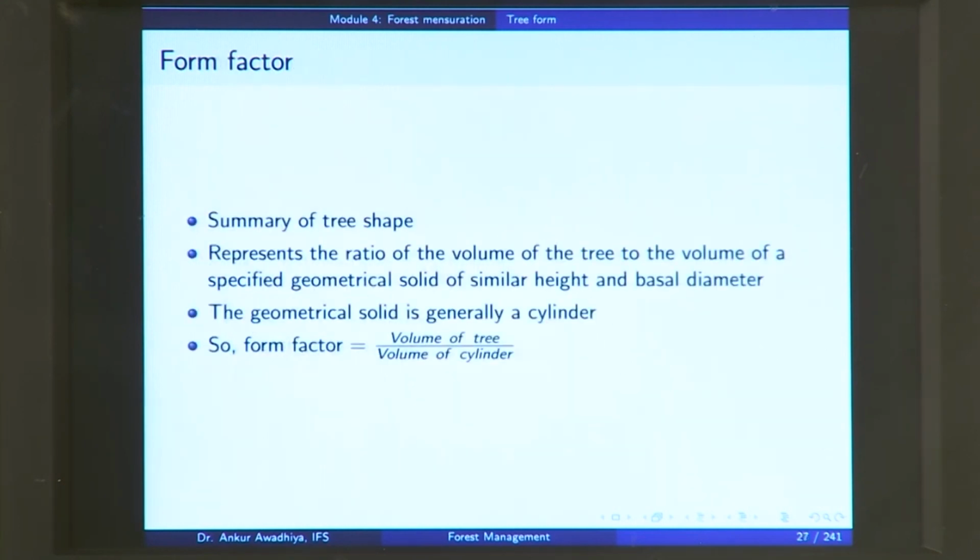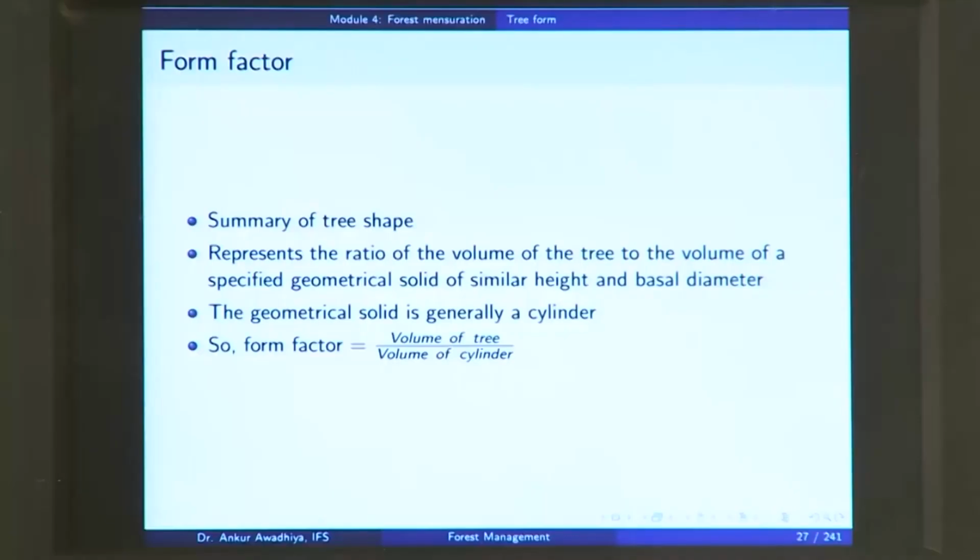Now, when we talked about the form of a tree, if you require a single number with which you can represent the form of a tree, then that number will be called the form factor. So, form factor is a way of summarizing the tree shape. It represents the ratio of the volume of the tree to the volume of a specified geometrical solid of similar height and basal area, which is generally a cylinder.